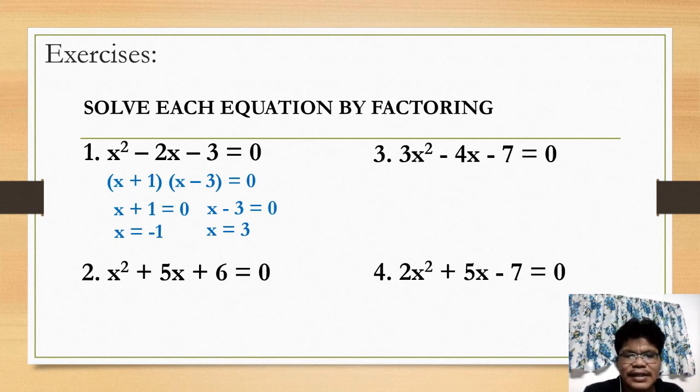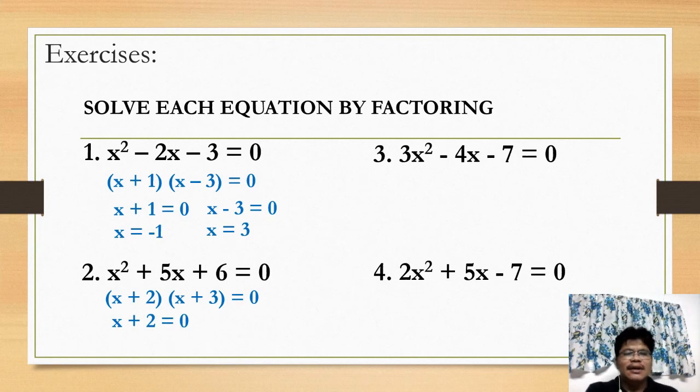Why sum? Because the last term is positive. Now the answer is the quantity of x plus 2 times the quantity of x plus 3 equals 0. Apply the zero factor theorem or zero product theorem. So it becomes now x plus 2 equals 0 and x plus 3 equals 0. So what do you think the value of x? So the answer is negative 2 and negative 3.